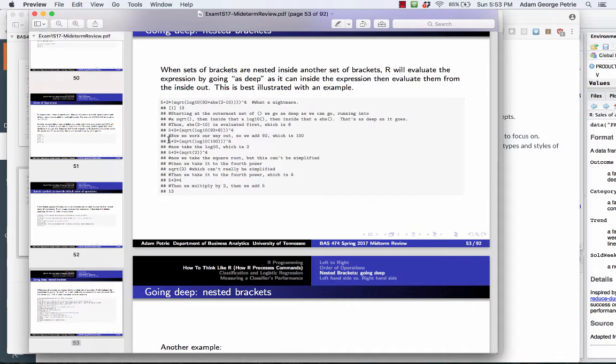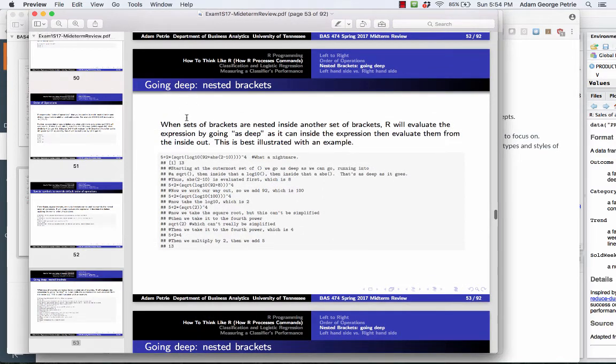So if I were to shoot R this expression right here, what's going to be the very first thing that R is actually going to evaluate? So 5 plus 2 times the square root of log 10 of 92 plus the absolute value of 2 minus 10, all of that, outside of the square root at least, raised to the 4th power. So which operation actually occurs first when R is performing it?